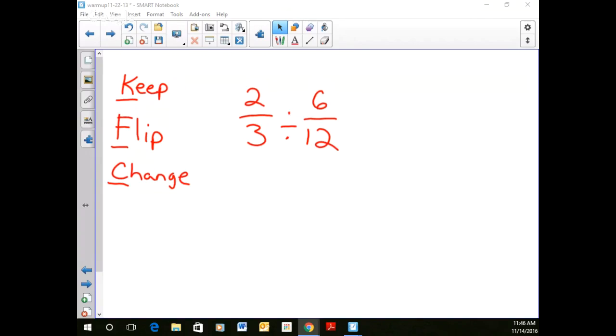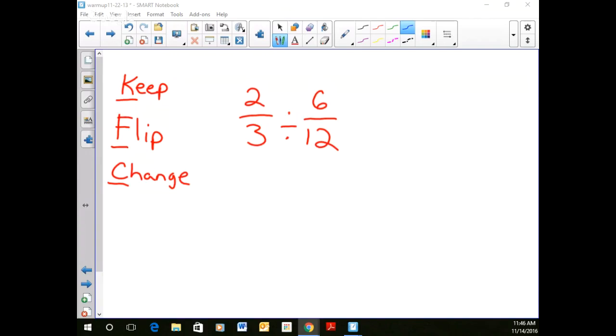When we divide fractions and mixed numbers, we use a method called keep, flip, change. KFC for short. The students know about that. And it's not Kentucky Fried Chicken. But we use this method to help us keep what we're doing straight when we do division of fractions. In this problem, you'll see 2/3 is divided by 6/12.